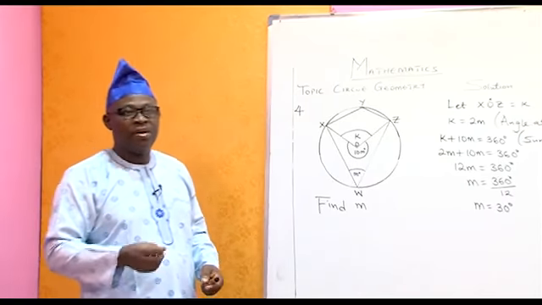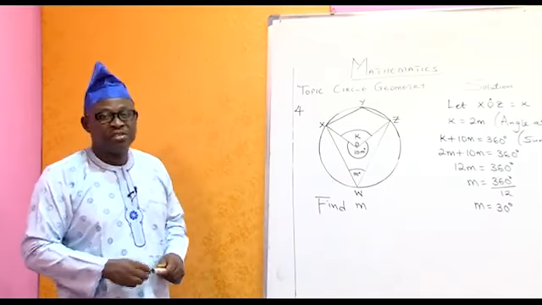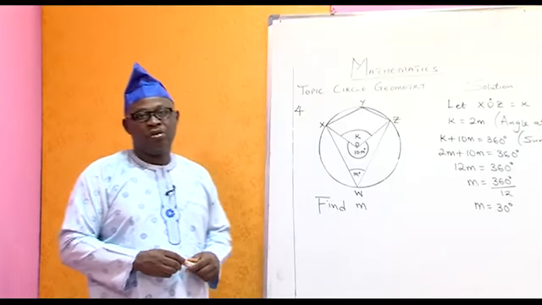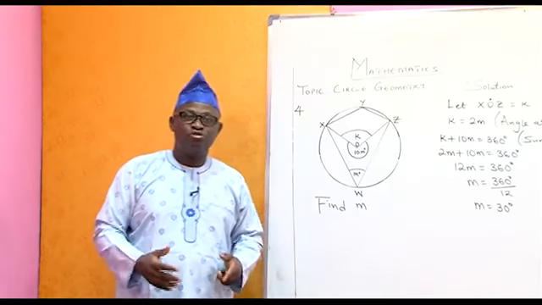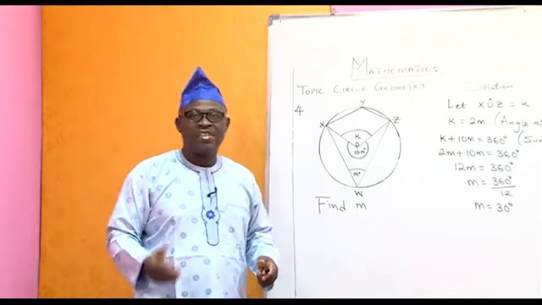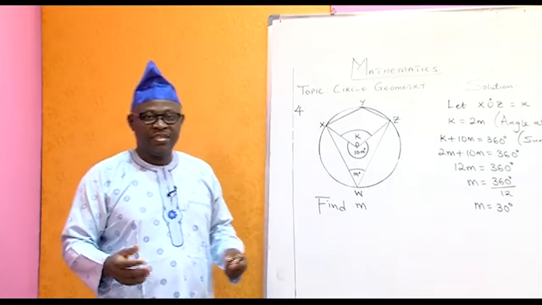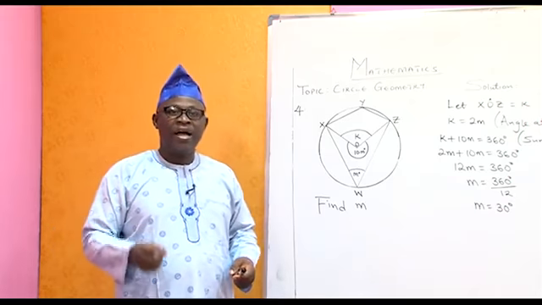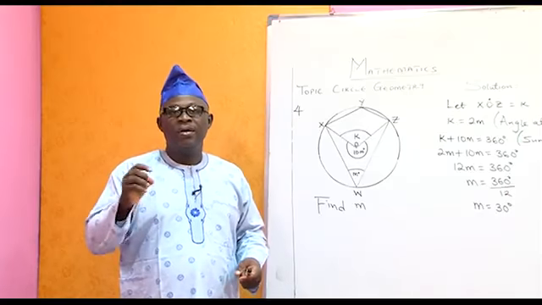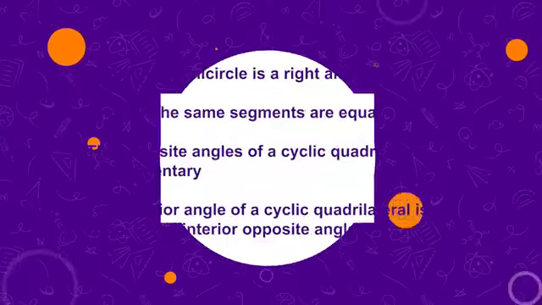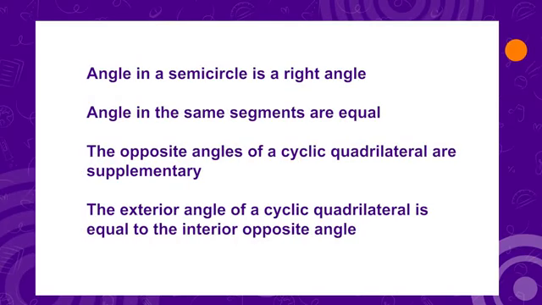Remember, at the beginning of this particular revision series, we talked about 8 theorems that a student is expected to know to answer questions on circle geometry. One of them is that angle in a semicircle is a right angle. Another one is that angles in the same segment are equal. Another one is that the opposite angles of a cyclic quadrilateral are supplementary. We also talked about the exterior angle of a cyclic quadrilateral being equal to the interior opposite angle.